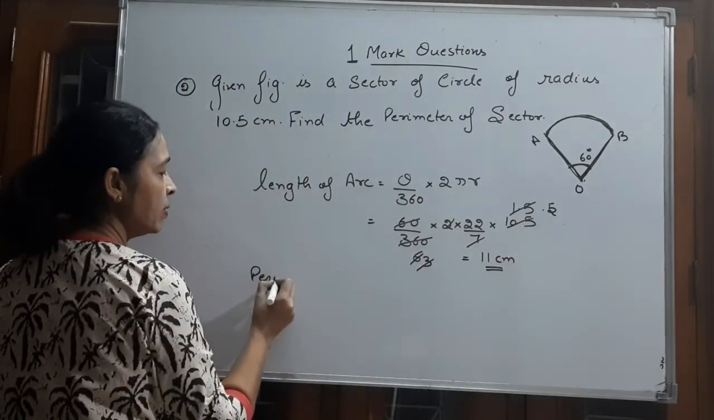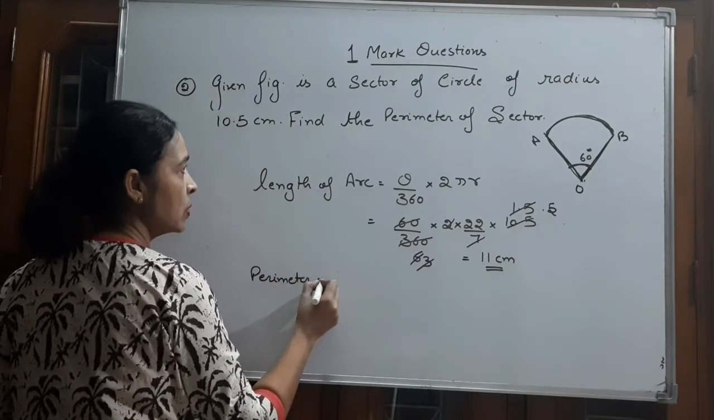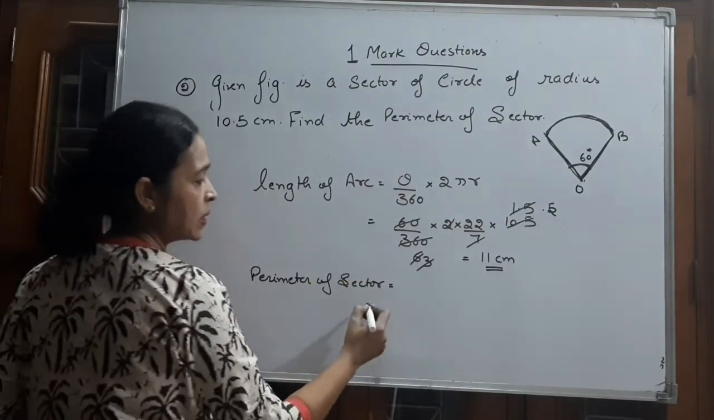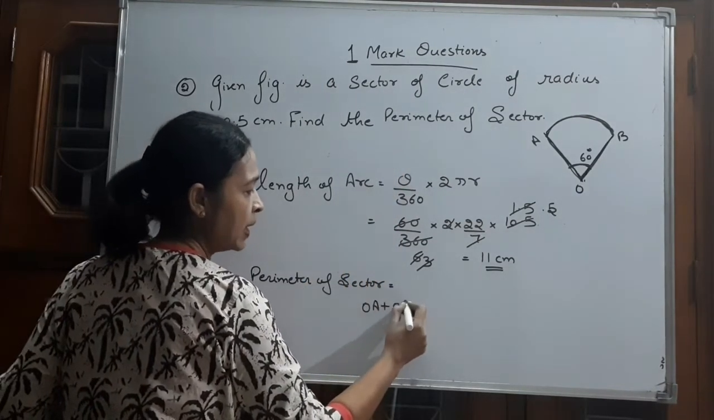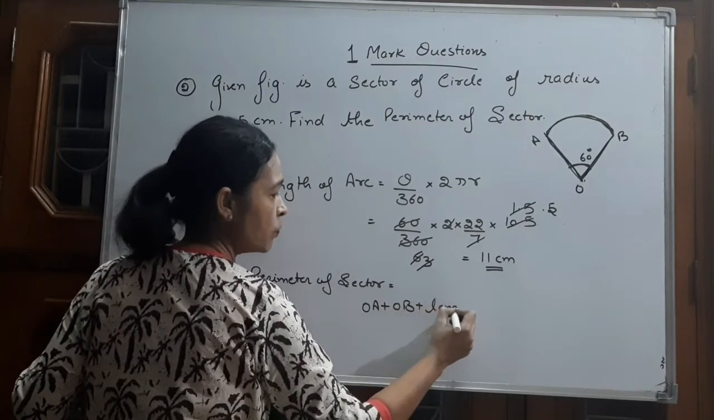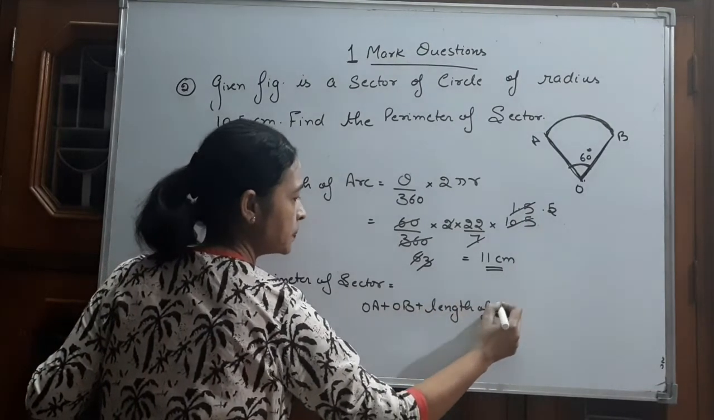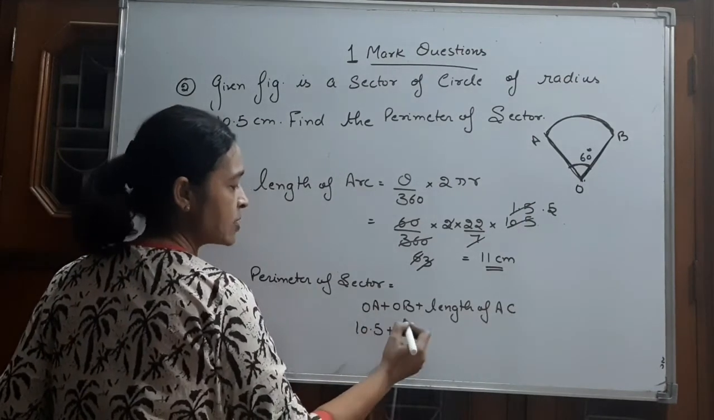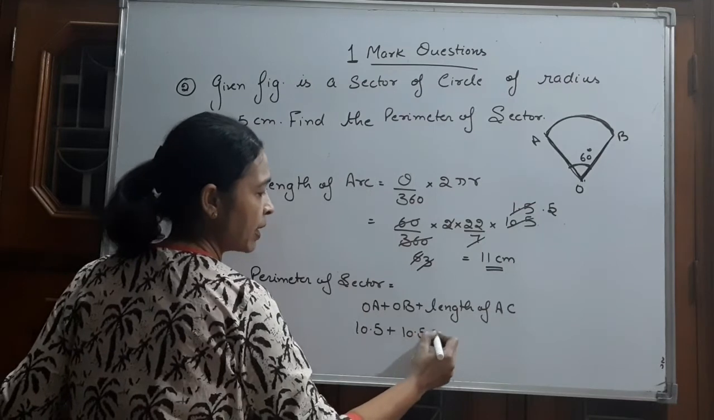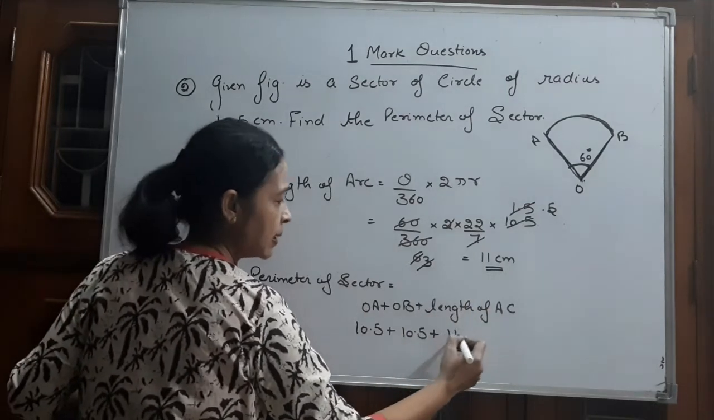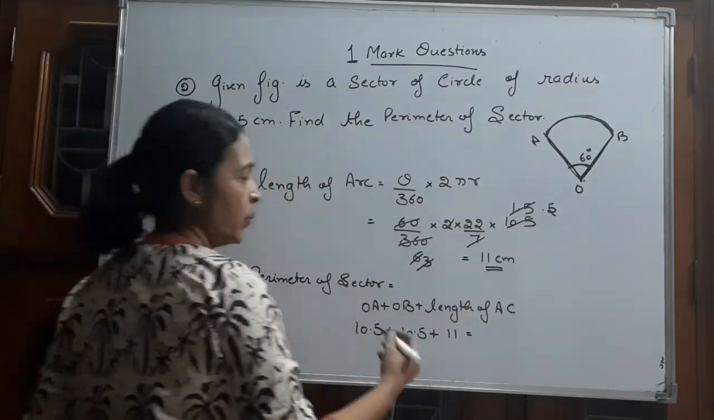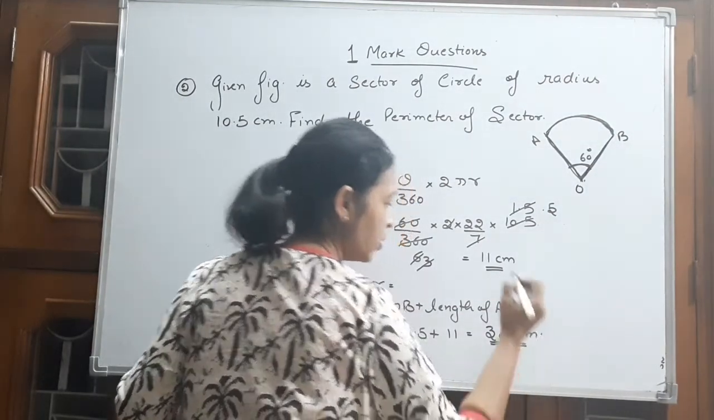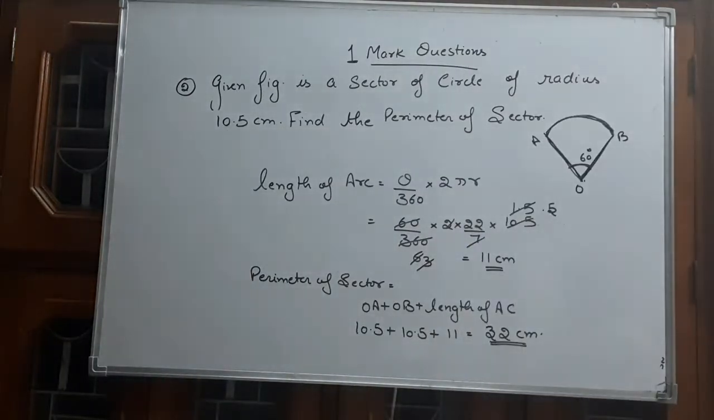Now what we have to find? We have to find the perimeter of the sector. What will be the perimeter of the sector? Length OA plus OB plus length of arc. OA is radius 10.5 plus OB is also radius 10.5 plus length of arc is 11. What will be the answer? 21 plus 11, 32 centimeters is our perimeter of the sector. Clear?